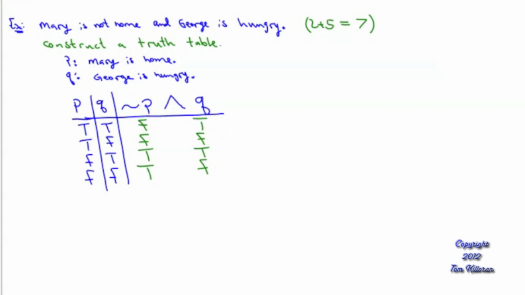So not P has to be false, false, false, true. Oh, okay. That's all. I wanted to go slow, so we're going slow.